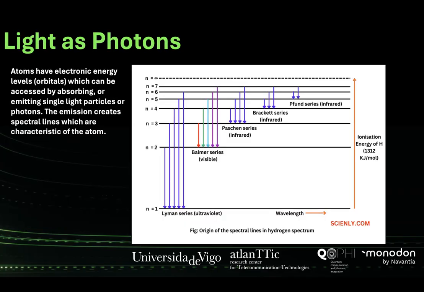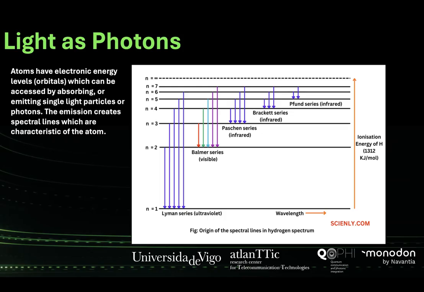To understand laser deeply, we need to think about light from a quantum perspective. Light is not just a wave. It also behaves like discrete packets of energy called photons. Atoms contain electrons occupying specific energy levels. An electron can move between these levels only by absorbing or emitting a photon with exactly the right energy. This process creates spectral lines, unique optical fingerprints for every atom.